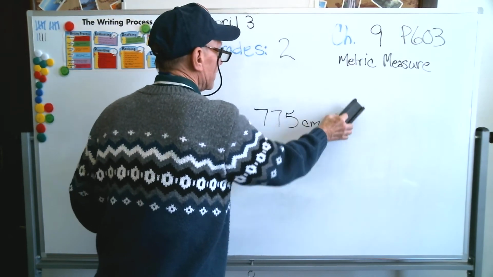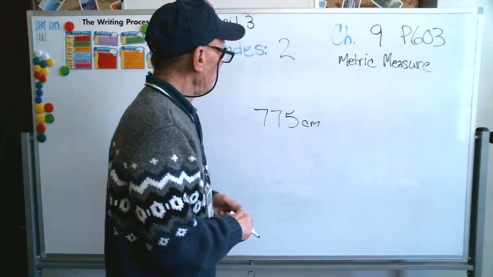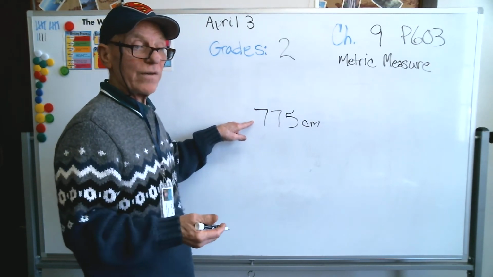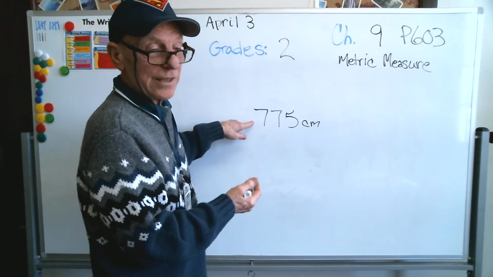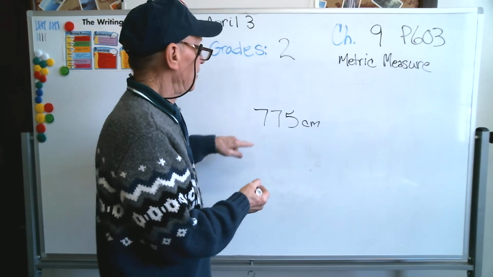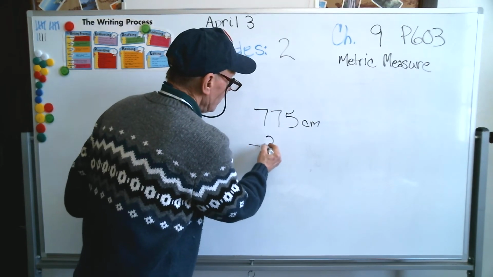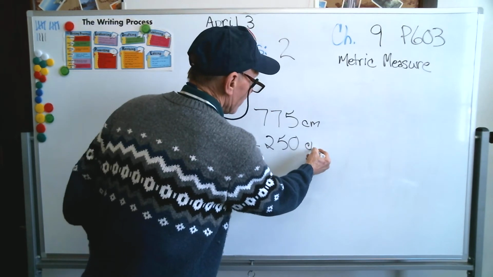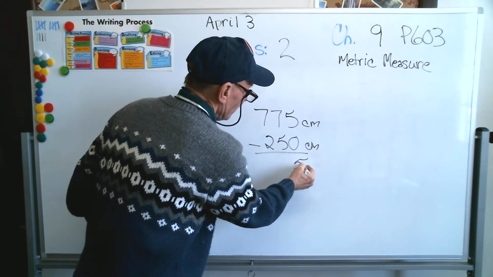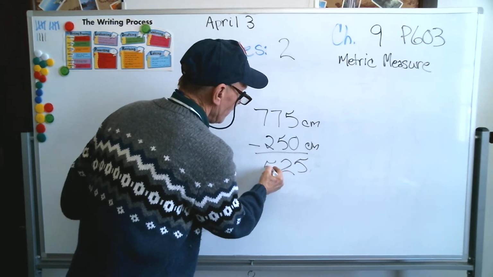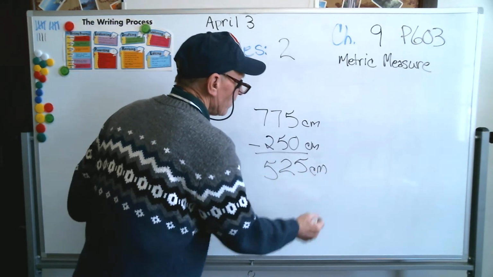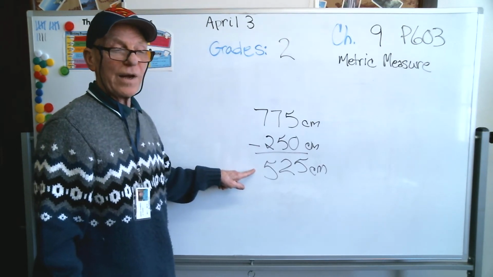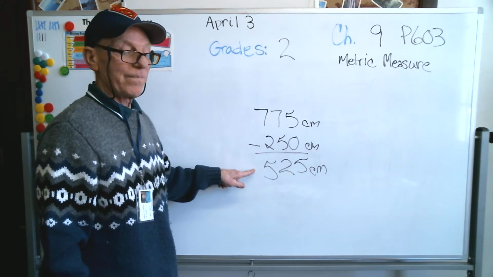So we're going to take that 250 centimeters. We know that this number is bigger by 250 centimeters because he says he has 250 more than Miss Sanchez. So that's telling you you need to subtract that 250 centimeters, and that's 5, 2, don't forget the label. That means Miss Sanchez has 525 centimeters.